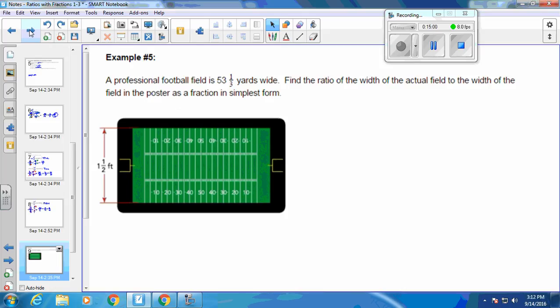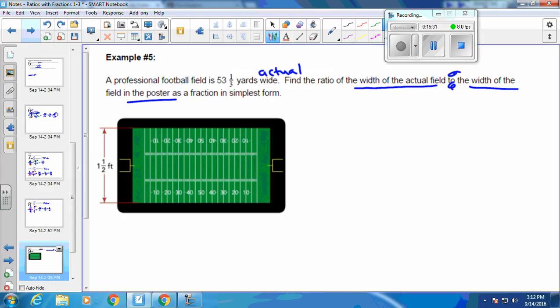Number 5 looks innocent enough. It states that a professional football field is 53 1/3 yards wide. Find the ratio of the width of the actual field to the width of the field in the poster as a fraction in simplest form. The width of the field to the width of the poster. The 53 1/3, that's the actual, and the poster, the drawing, is obviously the poster.